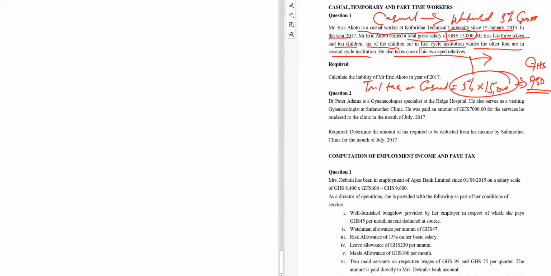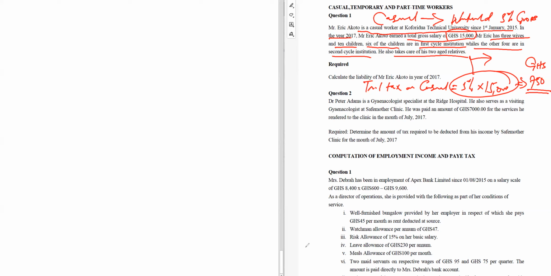Is everybody okay with casual staff? Very easy. Now what they do is that they include casual staff in other questions. They will mix it up with a withholding tax question, and they'll say casual staff, this staff, temporary staff, whatever. So please remember. Now let's come to the issue of temporary staff and then part-time staff. First, I'll talk about part-time staff.